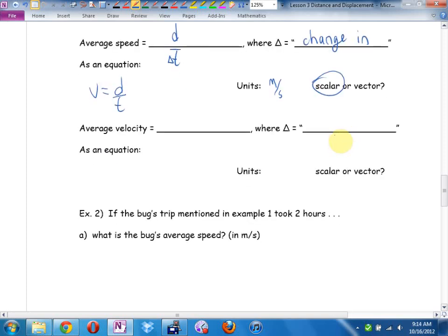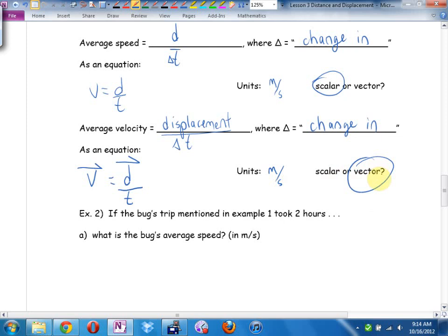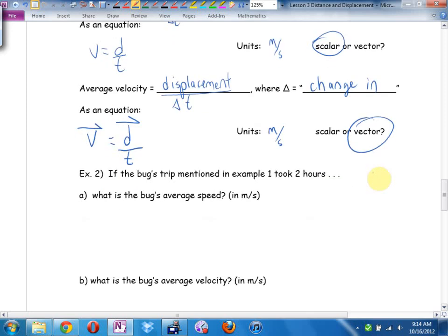Average velocity. Okay. Average velocity is displacement over change in time, where the delta means change in. As an equation, velocity equals displacement over time. Still meters per second units, but this is a vector. Is that okay, Elijah? Displacement is d vector sign, yeah.